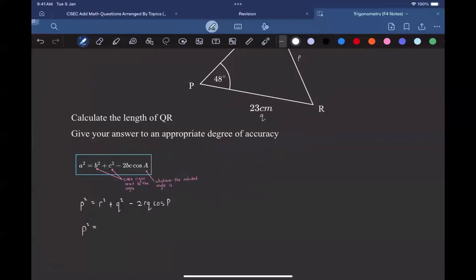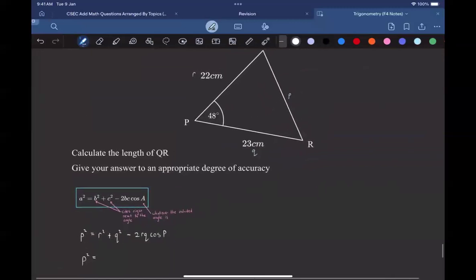So what was r? R was 22 cm. So that'll be 22 squared plus 23 squared, minus 2, open bracket 22, close bracket 23. Cause what? P. What was P?